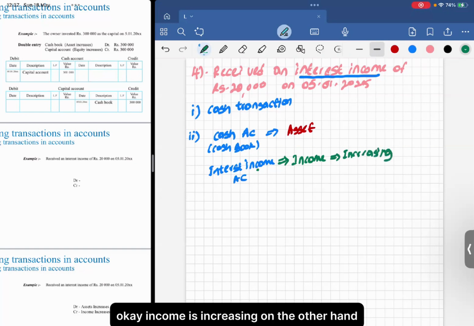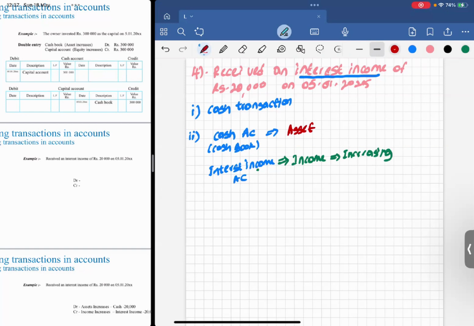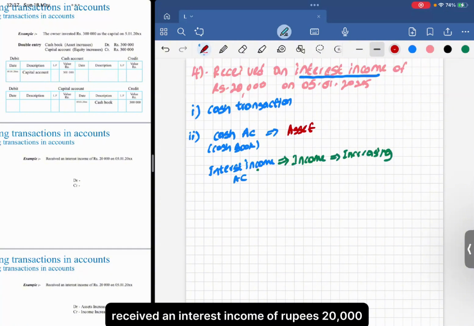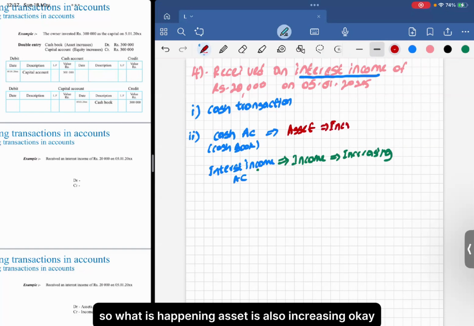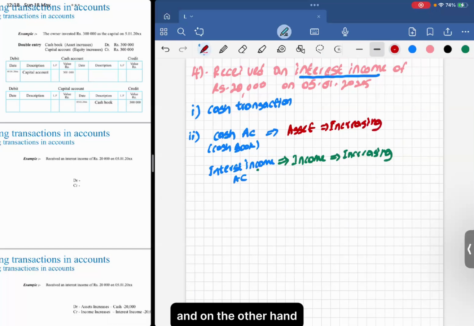On the other hand, you are receiving cash. As you receive the interest income, you are also receiving cash. Received an interest income of rupees 20,000. So what is happening? Asset is also increasing. So we have asset increasing, and on the other hand, income increasing.